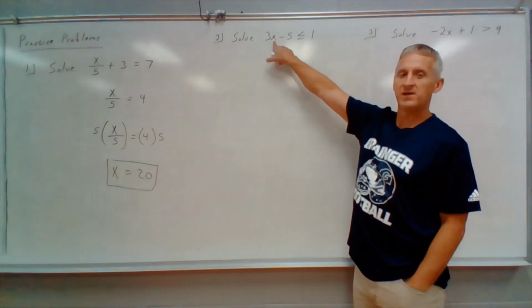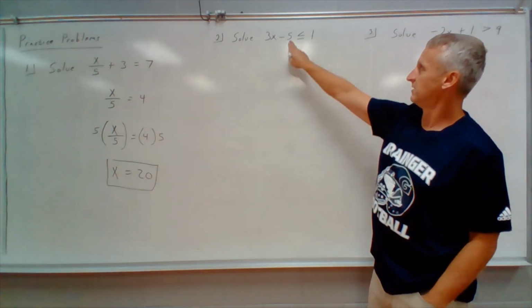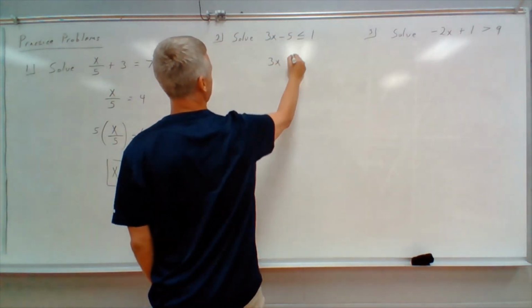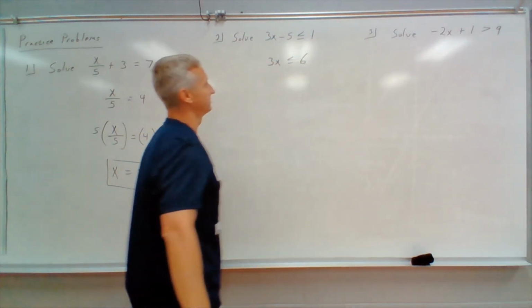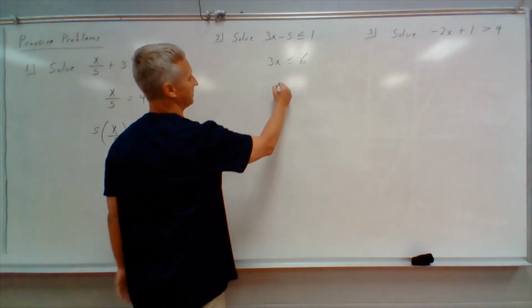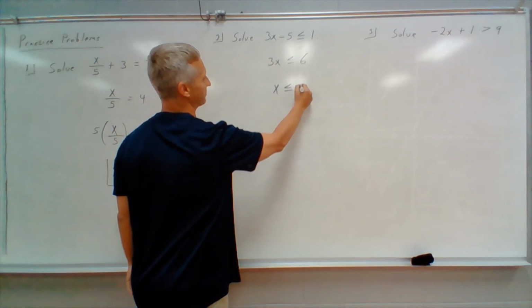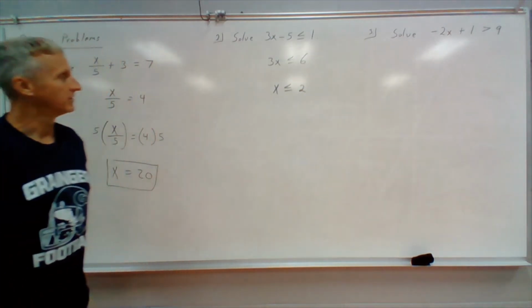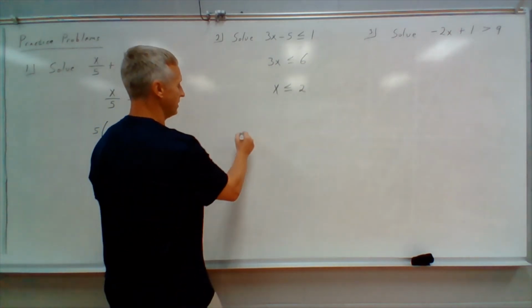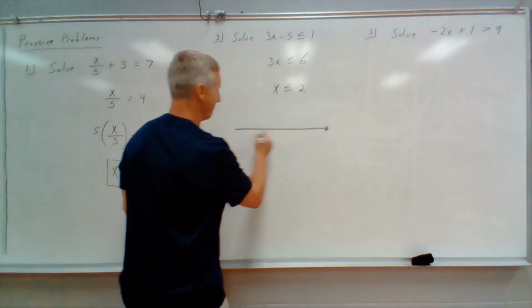So I have one unknown that I need to solve for. I'm going to add 5 to both sides. I need to divide both sides by 3. So I have x is less than or equal to 2. So there's my solutions. Any number that's less than or equal to 2. Let's graph that on a number line.